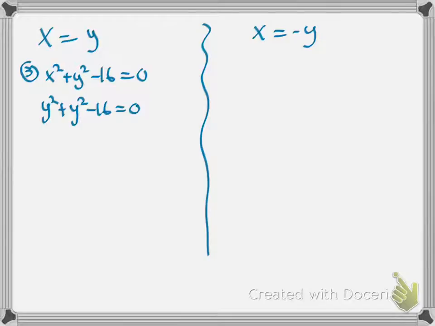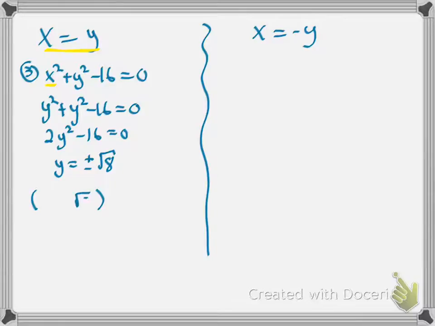What I did is I just replaced all of my x's with x equals y, which is going to simplify some things. So now I'll end up with 2y squared minus 16 equals 0, which will give me y equals plus or minus the square root of 8. So the ordered pairs that I have from there, I've got a couple of different ordered pairs.